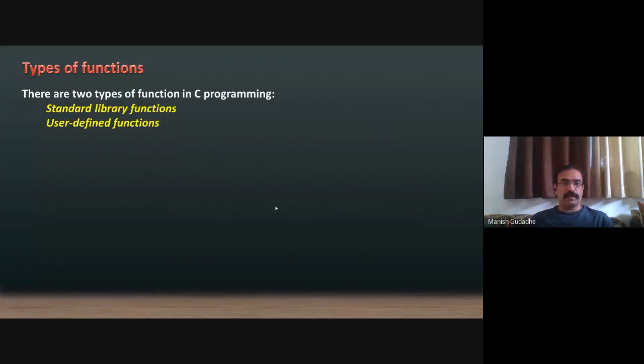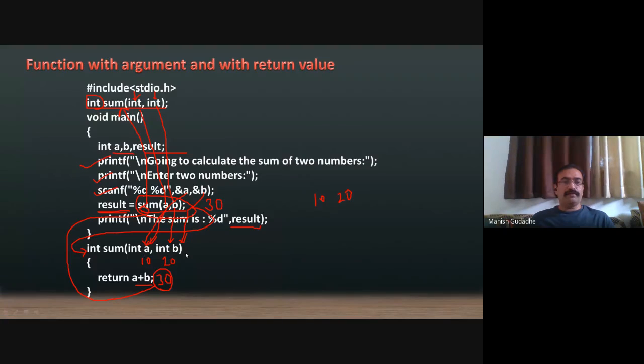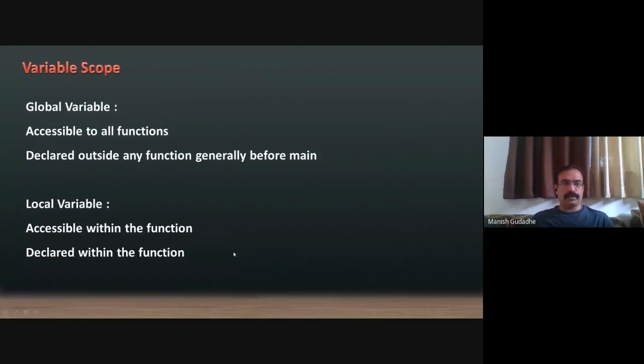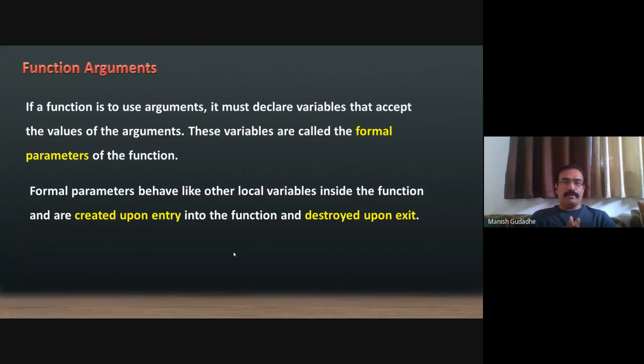In the previous case, as we mentioned here, a and b are the formal parameters of the function. Formal parameters behave like other local variables inside the function and are created upon entry into the function and destroyed upon exit. So their life is limited to that function. They are created when that function is called, or is in execution, and destroyed upon the exit.